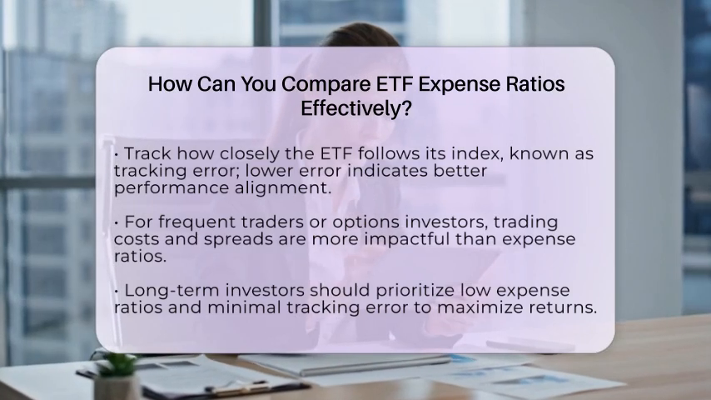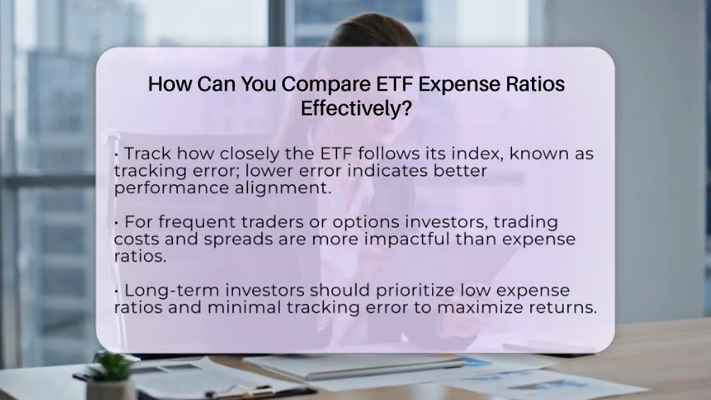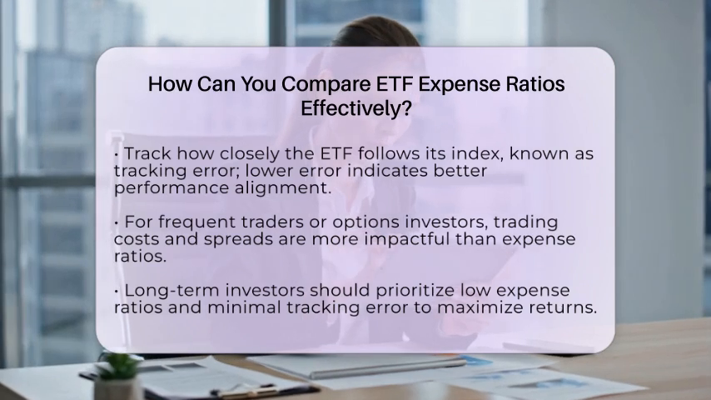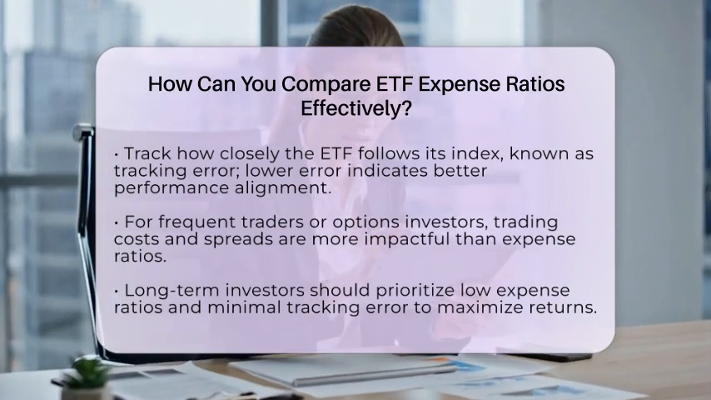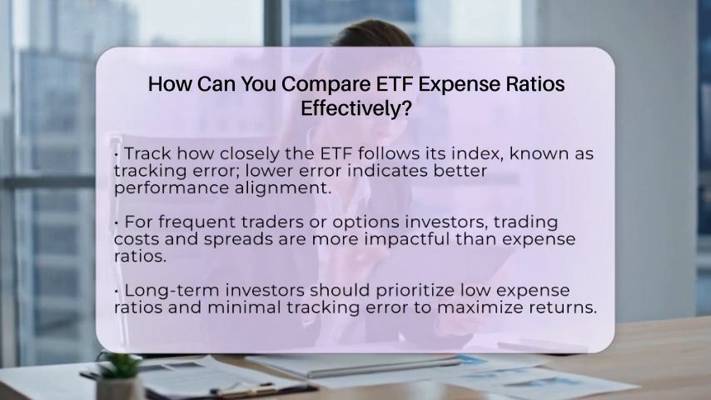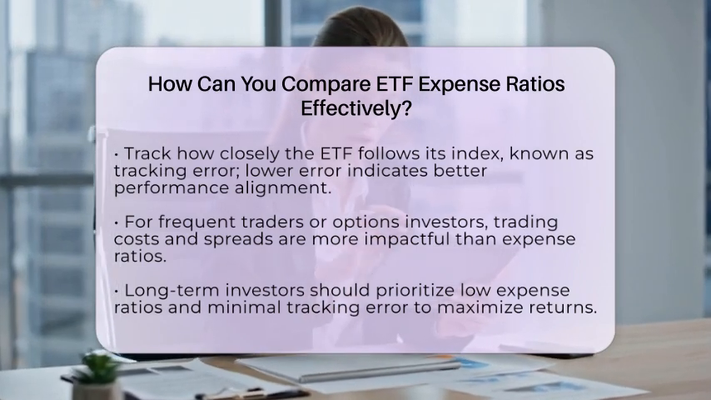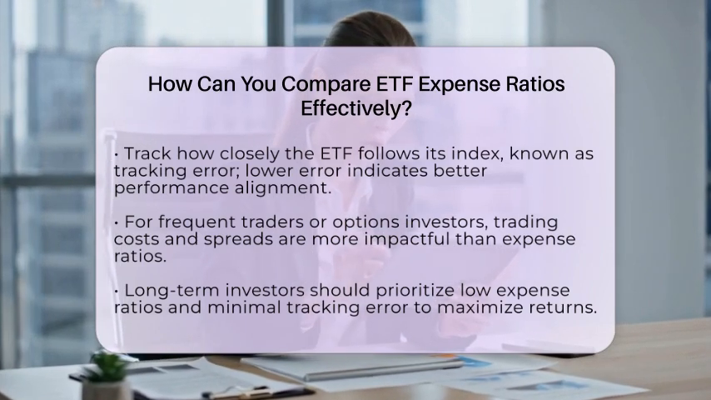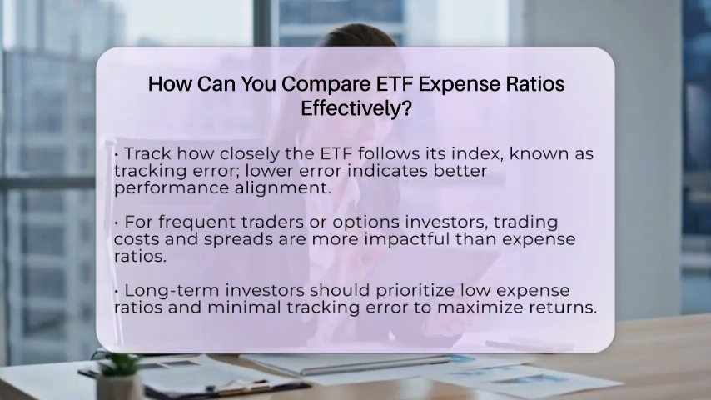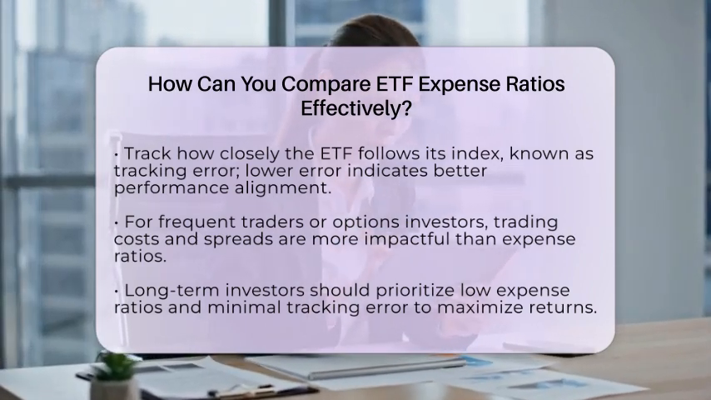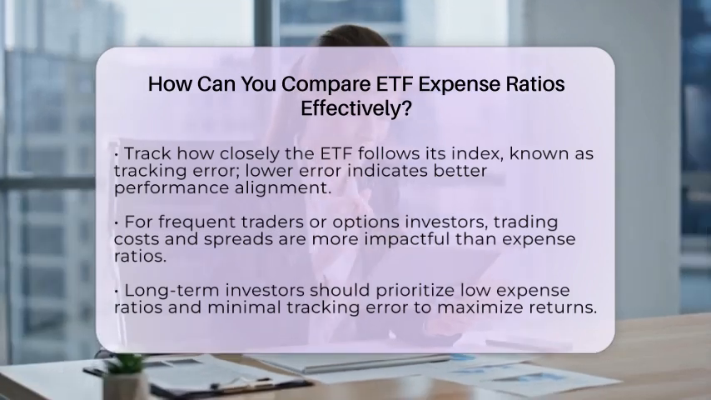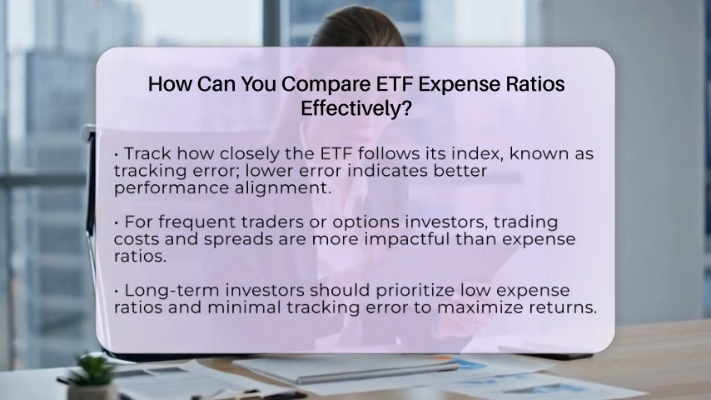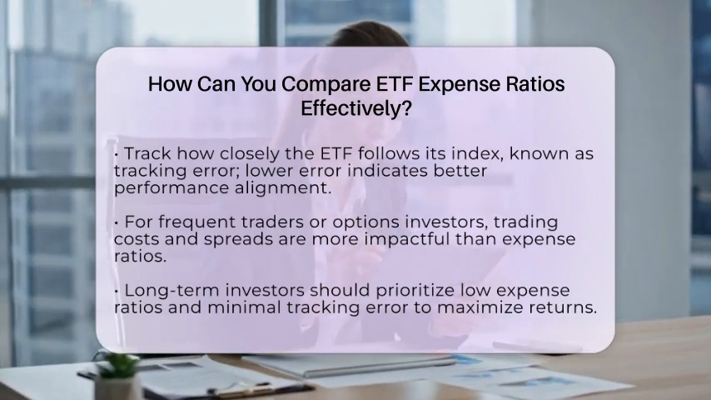Another factor is tracking error, which is how closely the ETF follows its underlying index. A low tracking error means the ETF performs similarly to the index it tracks. For traders or options investors who buy and sell frequently, bid and ask spreads and trading fees matter more than the expense ratio. For long-term investors, the expense ratio and tracking error are more important because they affect your overall returns over years. Use online tools or calculators that include all these costs.